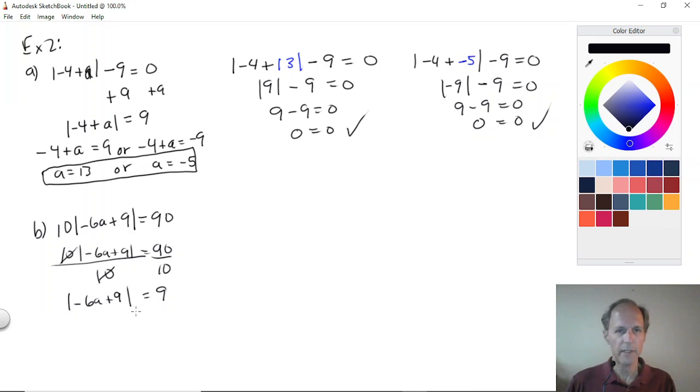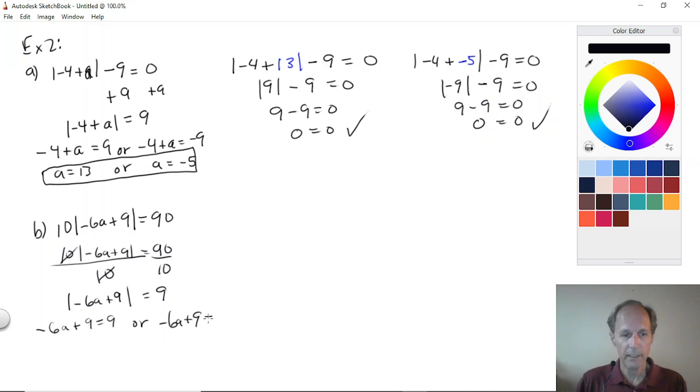Now we can deal with this the way we did them the other day because the absolute value is isolated. You can't do that technique unless it is. So we have our two possibilities. Negative 6a plus 9 could be 9, or negative 6a plus 9 could be negative 9. We solve both of those. We get negative 6a equals 0 for the first one. Dividing both sides by negative 6, that is going to come out to a equals 0.